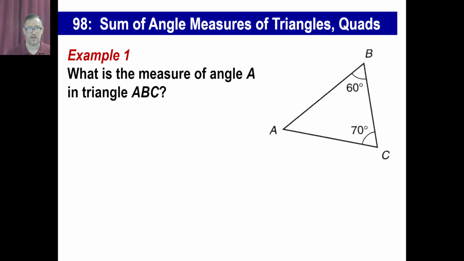Okay, let's look at this. What's the measure of angle A right here in triangle ABC? Well, a triangle's interior angles add up to 180. We have 60 here, we have 70 here. Whatever 60 plus 70 is, we know it's 130. I'm going to subtract that from 180. My answer is 50, so A must be 50 degrees.